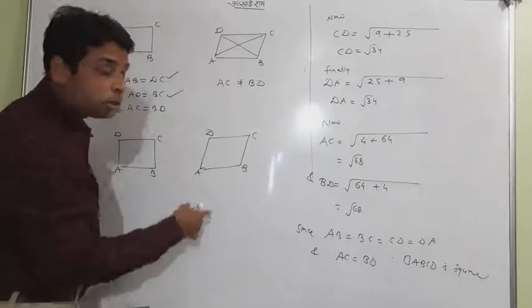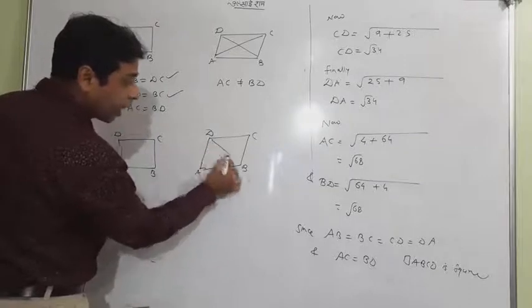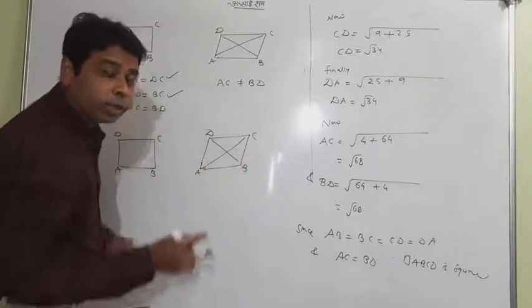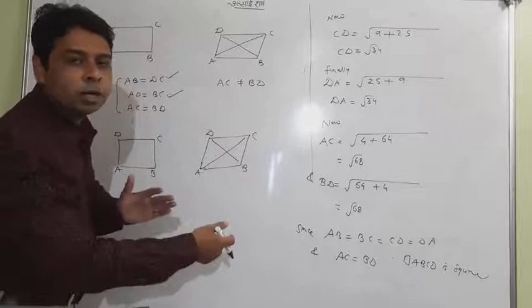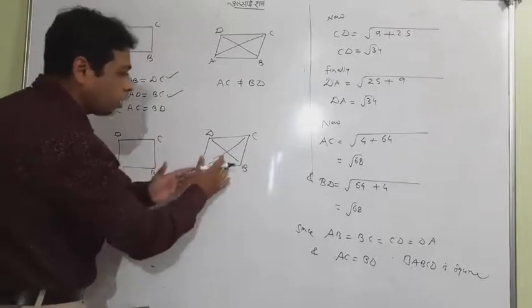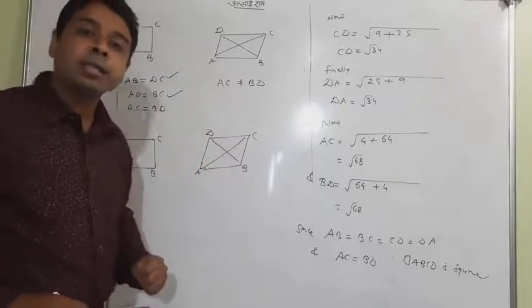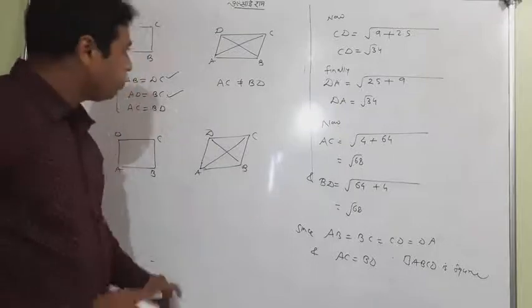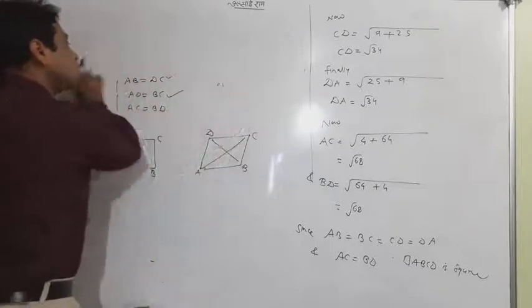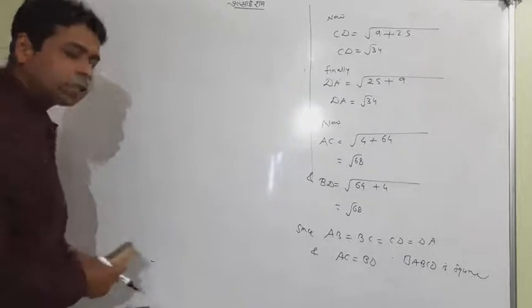In the case of a rhombus, all sides are equal and the diagonals are different. The only difference between the square and the rhombus is that the diagonals are different in this case. So this is all about the simple application of the distance formula.